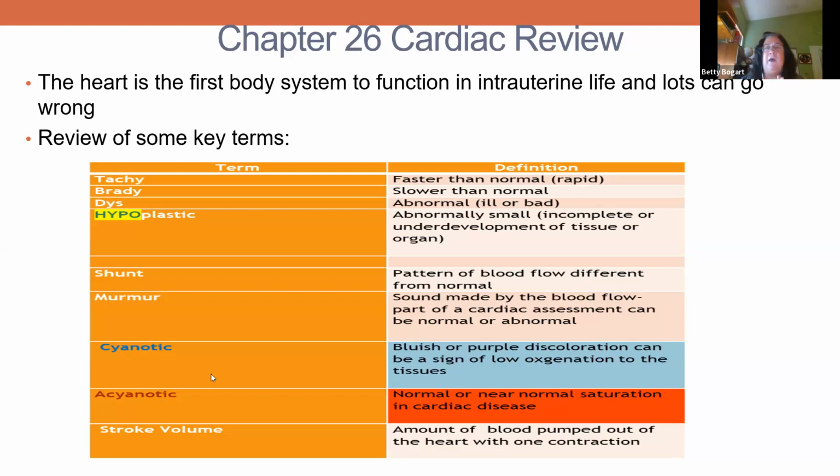Shunt is when we have blood flowing from high flow to low flow. That's what the body does. If you have a big flow, it's looking for it to go somewhere. So it'll go low flow, usually from the left side to the right side, if there's openings there.